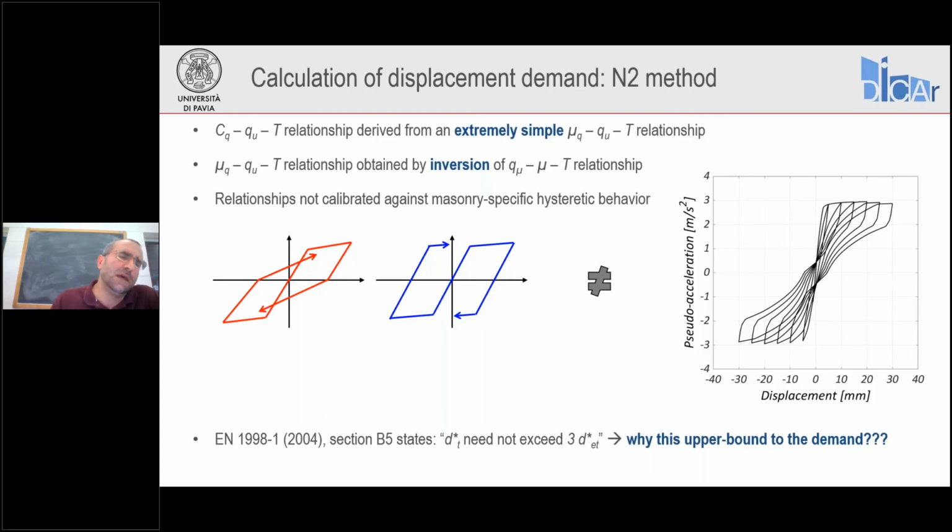Then we have another problem, which is not related to this accuracy issue. And this problem is a statement that we find in the Eurocode, where we read that the inelastic displacement demand, D star T, needs not to exceed 3 times D star ET. So we don't take it greater than 3 times the elastic demand. But why? There is no reason in limiting the displacement demand. It can be way more than 3 times the elastic displacement demand. So there are several issues in the N2 method as implemented in the Eurocode and also in the Italian code.